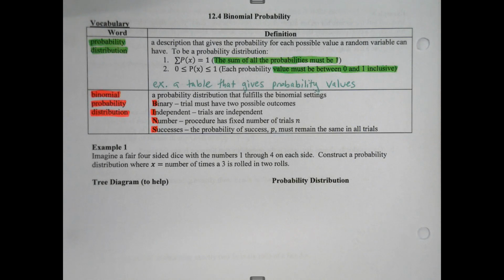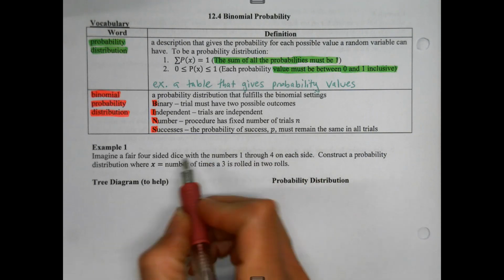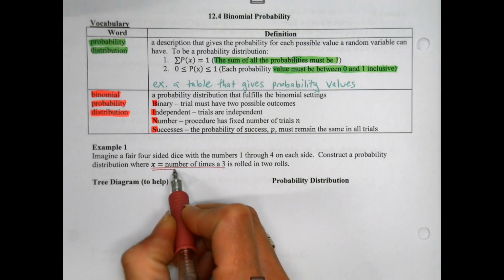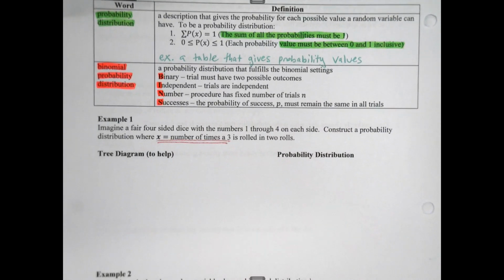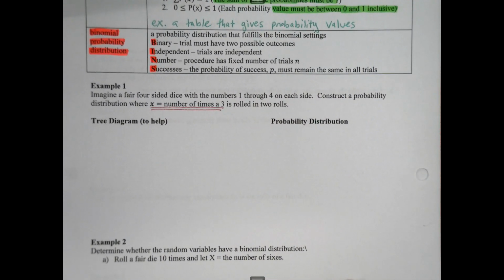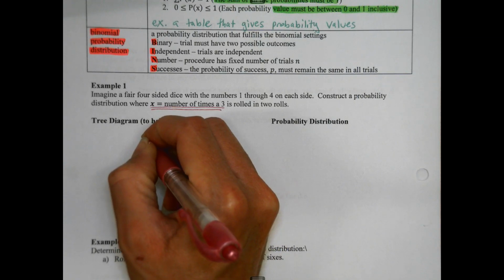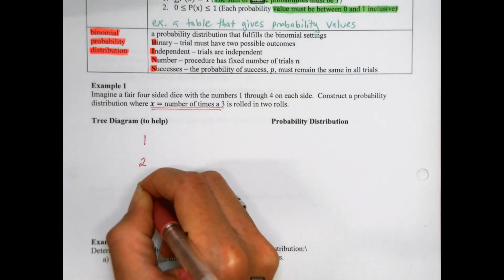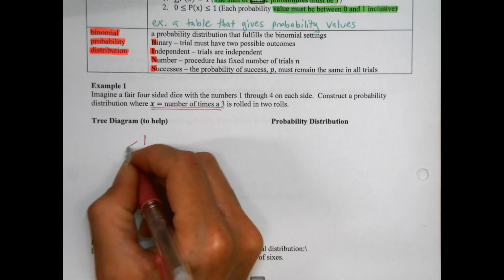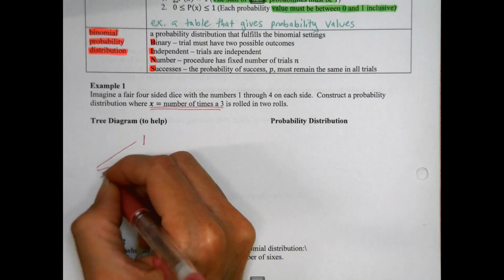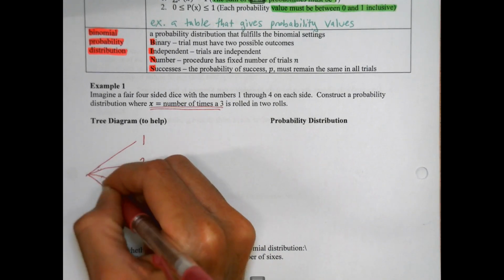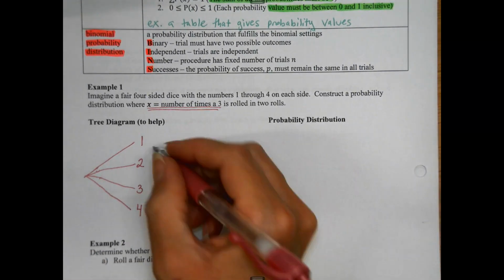Our first example says, imagine a fair 4-sided die with the numbers 1 through 4 on each side. Construct a probability distribution where X is the number of times that a 3 is rolled in 2 rolls. So we're looking at the number of times a 3 is rolled in 2 rolls. Our tree diagram is going to help us. So when we start off, we have the option of getting a 1, a 2, a 3, or a 4 on that first roll. And then our second roll can be a 1, 2, 3, or 4.